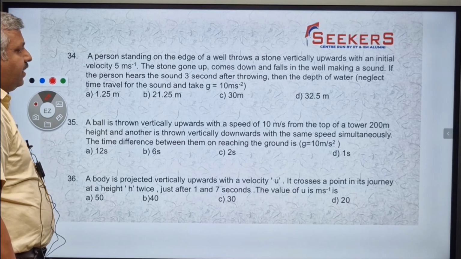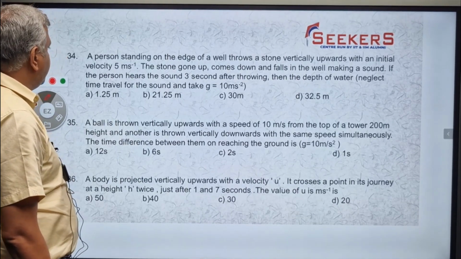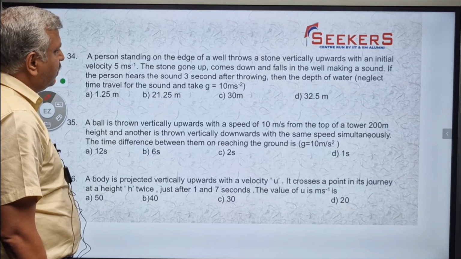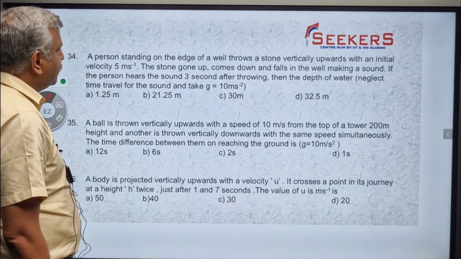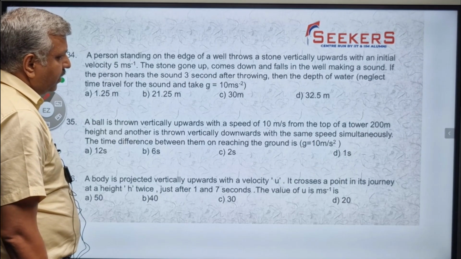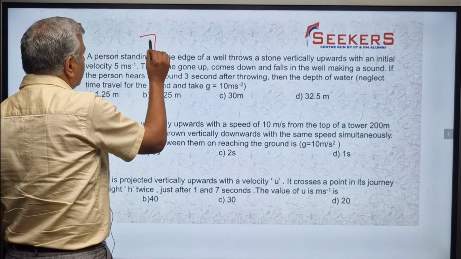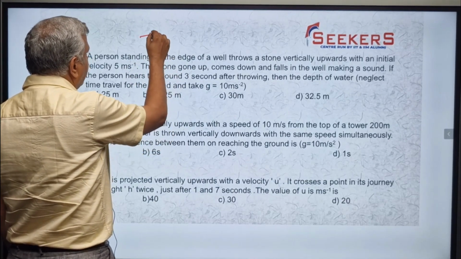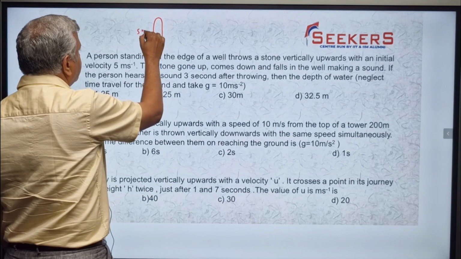A person standing on the edge of a well throws a stone vertically upwards with an initial velocity of 5 meters per second. The stone goes up, comes down, falls in the well, making a sound. If the person hears the sound 3 seconds after throwing the stone, then the depth of the well is how much? So this is the edge of a well, and from here he is throwing something upwards. So this is 5 meters per second.